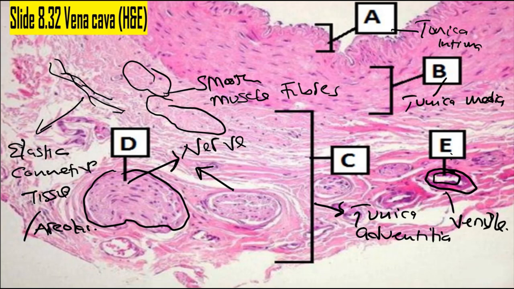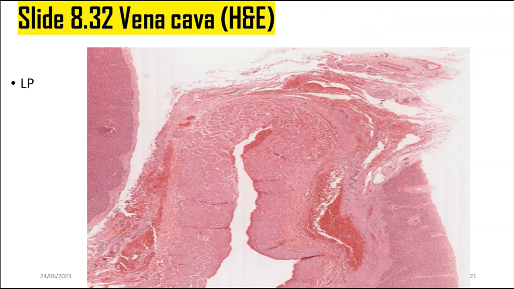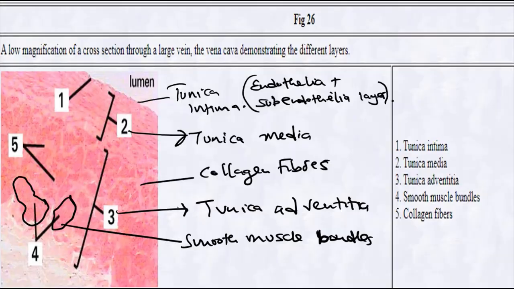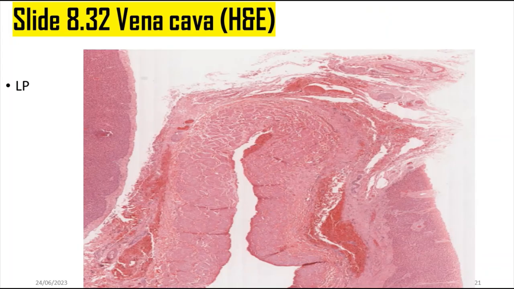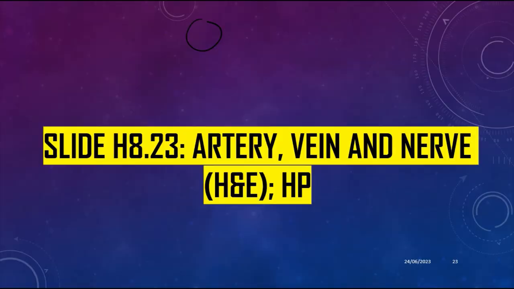Okay, so this is how you're going to draw this, and that is how you're going to label it. I've labeled everything for you, so it's just a matter of you drawing it. All right, so this is a vena cava still. So just draw this diagram here, and then you are set. These are the other diagrams you can make reference to.